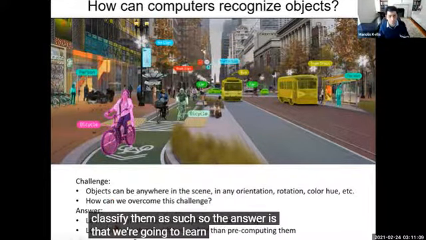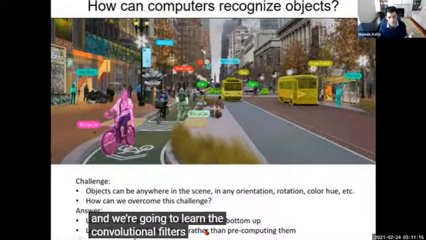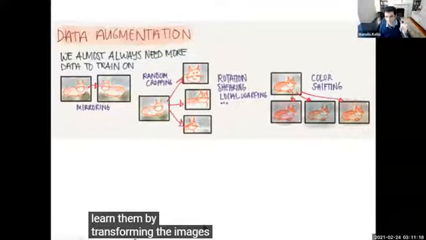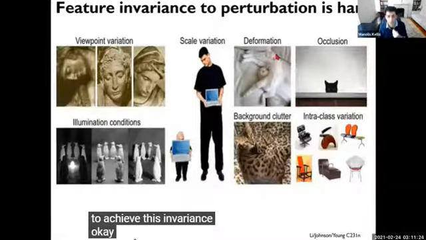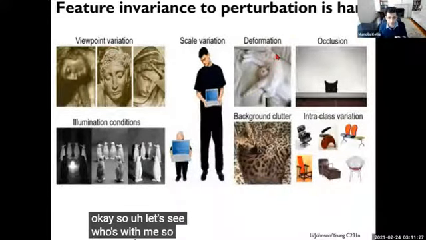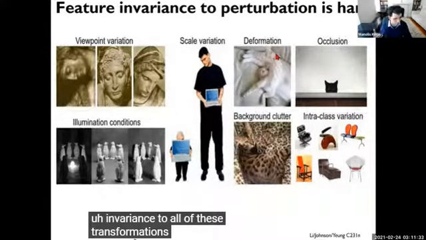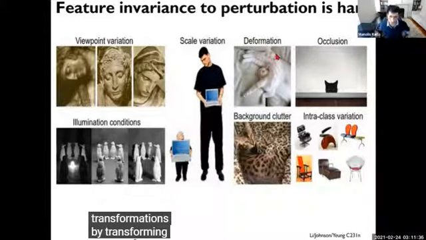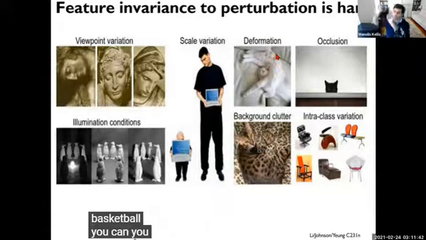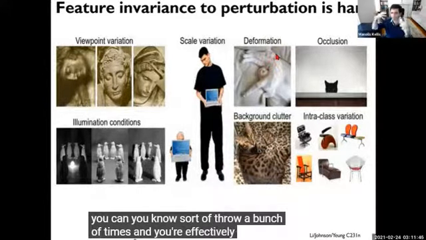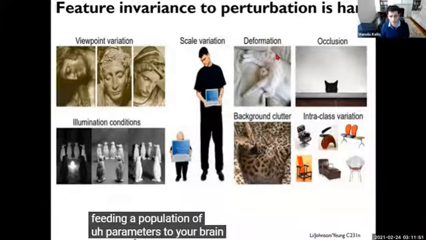So the answer is that we're going to learn a ton of features, millions of features from the bottom up, and we're going to learn the convolutional filters by transforming the images to achieve this invariance. Okay, so let's see who's with me so far on how we can achieve invariance to all of these transformations by transforming the images that we feed in the first place. Kind of like learning how to throw a basketball, you can throw a bunch of times, and you're effectively feeding a population of parameters to your brain for that.